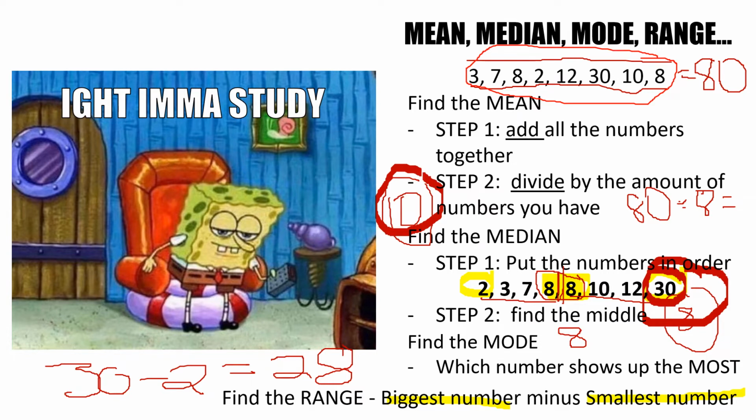I didn't ask you to take it out, but I just want you to remember that 30 would be considered an outlier because it is considerably larger than the rest of the numbers in this set. Right, moving on.